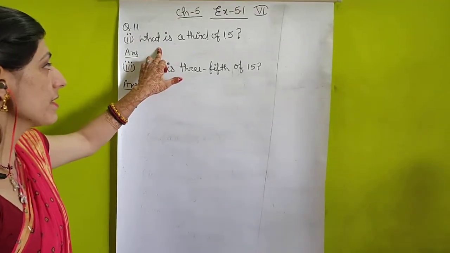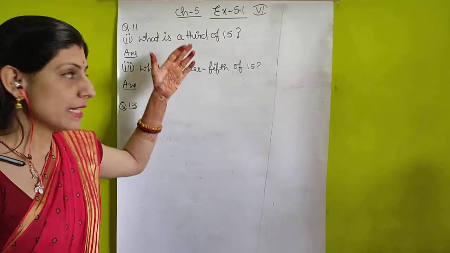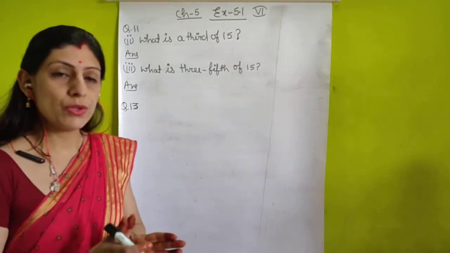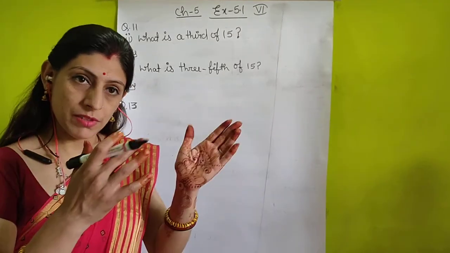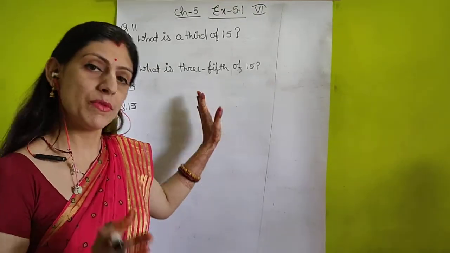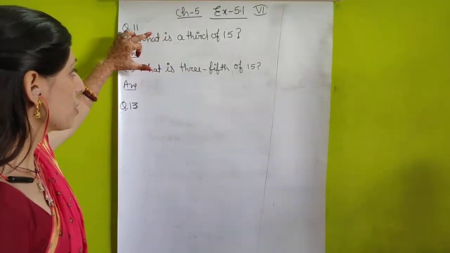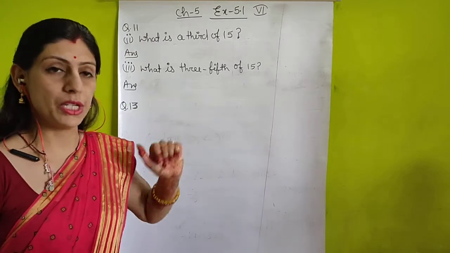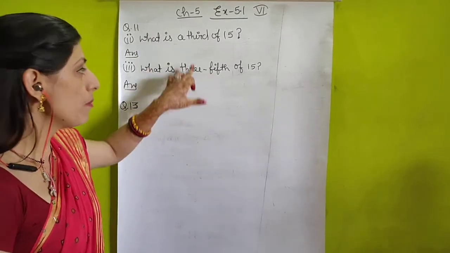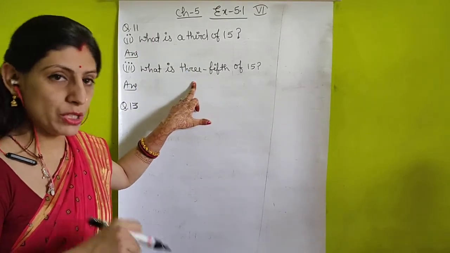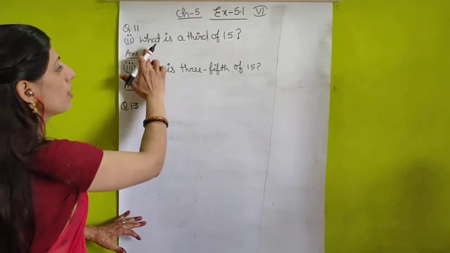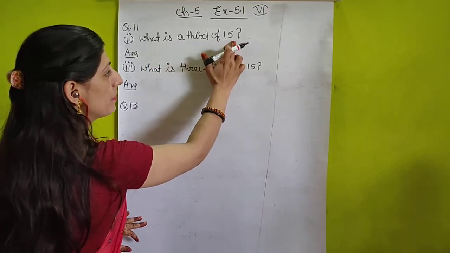So here, students, first I am taking question number 11. This is a very simple question. This question we have done in our questions 1 to 10, and the same concept applies. So for question number 11, three parts are given in your book. Here, I am taking two parts, and you can do one by yourself. Now, what is a third of 15?